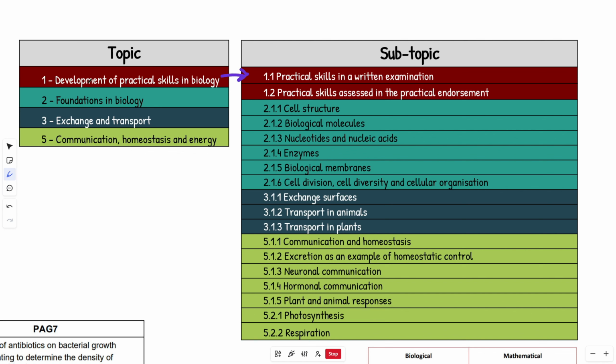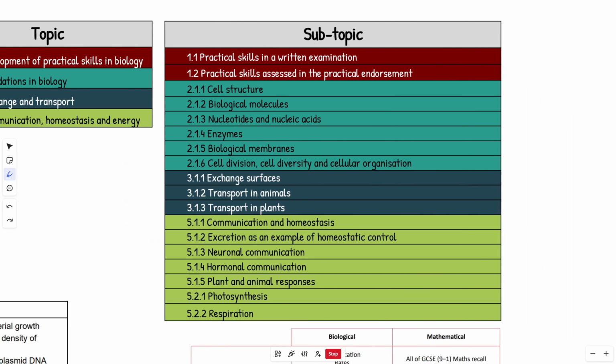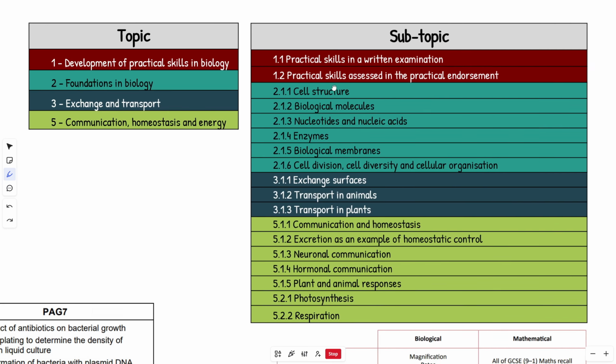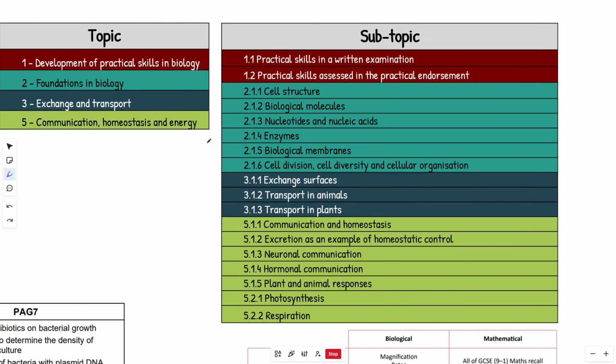Everything is broken down further. We've got the topic over here, which are often called modules, like in the textbook and in the spec: 1, 2, 3, and 5. This breaks down further into the subtopics. So 2 is all of these, 3 is all of these, 4 is all of these. And what we're going to look at for exam purposes is how much did these come up by, and how much did these come up by separately.